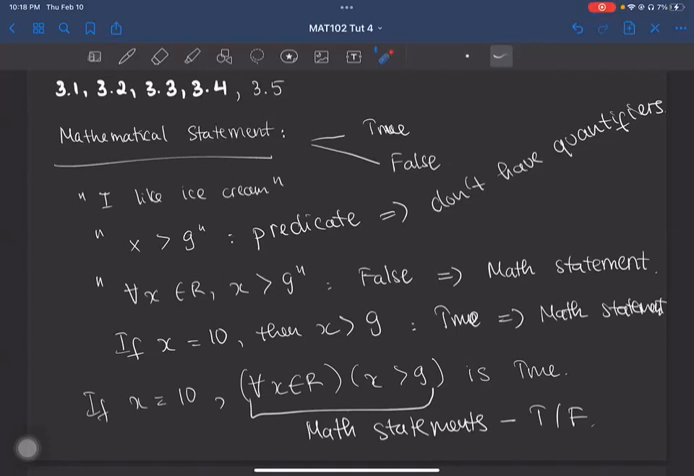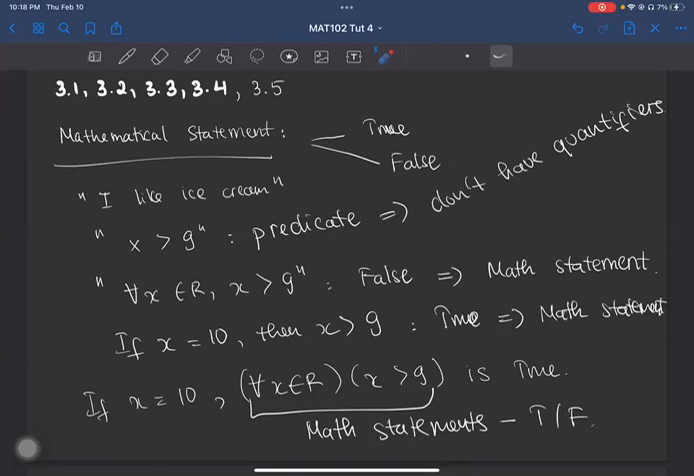This tutorial will cover chapter 3.1 up until 3.5. When we were in class, I said it covered up to 3.4, but then I realized I talked about negation as well. That's why 3.5 is included in here.